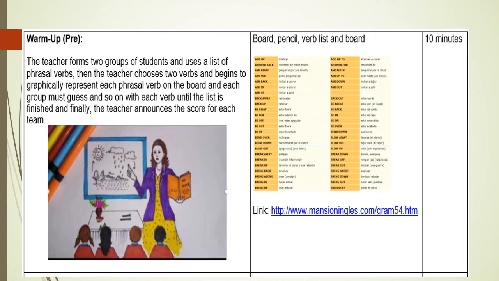The session warm-up for this lesson. The teacher forms two groups of students and uses a list of phrasal verbs. Then the teacher chooses two verbs and begins to graphically represent each phrasal verb on the board. Each group must guess each verb until the list is finished. And finally, the teacher announces the score for each team. The resources for this lesson are board, pencil, and markers, and the time for this session is 10 minutes.